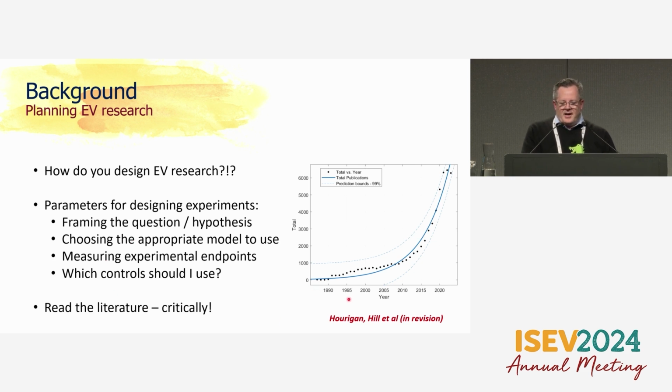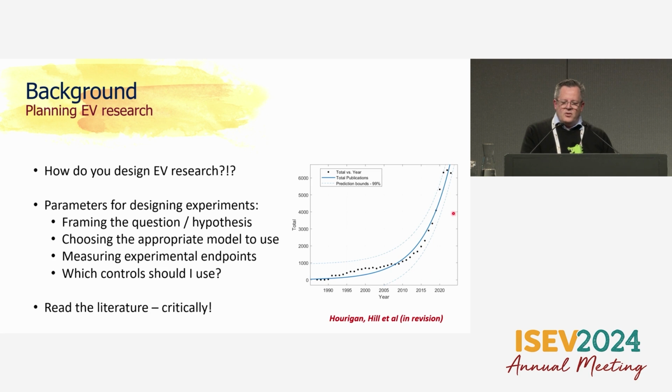This is a graph from a student in the lab, Liam Hourigan, who's plotted the number of EV papers since the early 1990s up to the current day. You can see that over the last few years, there's been about 6,000 papers per year published on EVs. That's 500 a month. That's a lot of material coming out. It almost looks as though we might have plateaued. So, 500 papers a month is still a great contribution to knowledge.